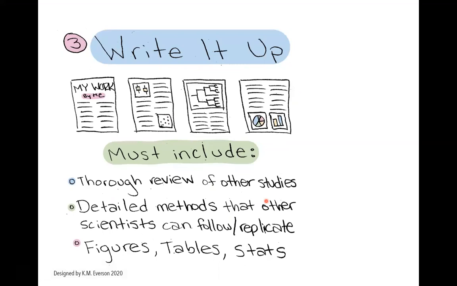And in your results, you have to have a thorough review of other studies, right? So in your proposal, same thing. You have to provide a rationale for what you're doing. And to do that, you have to thoroughly review what else has been done in your field. You have to demonstrate that you have a command for that knowledge base, and that you know everything about it. And then you have to write detailed methods that other scientists can follow and replicate.